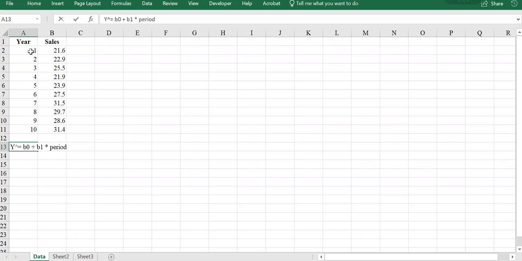So we have the period numbers. If you don't have it, you need to add it and basically put the numbers here, starting from 1 all the way to the number of the observations that you have in your sample, in your data set.